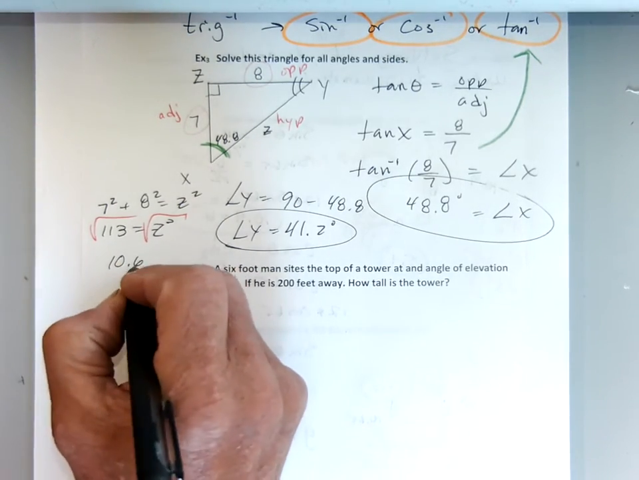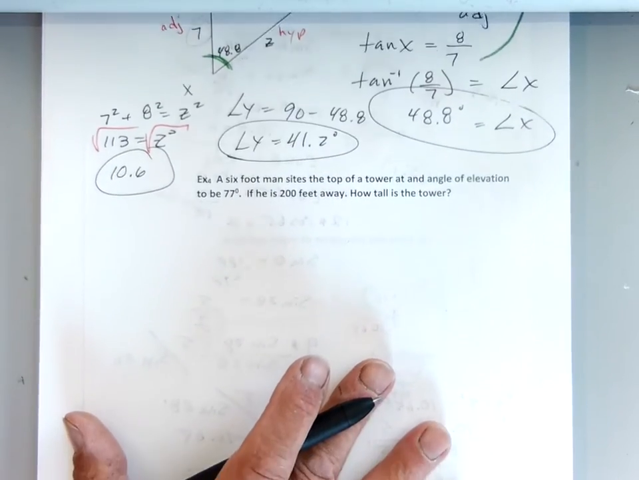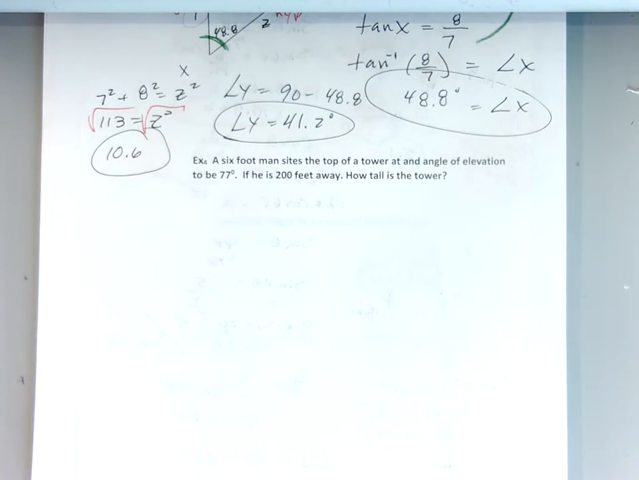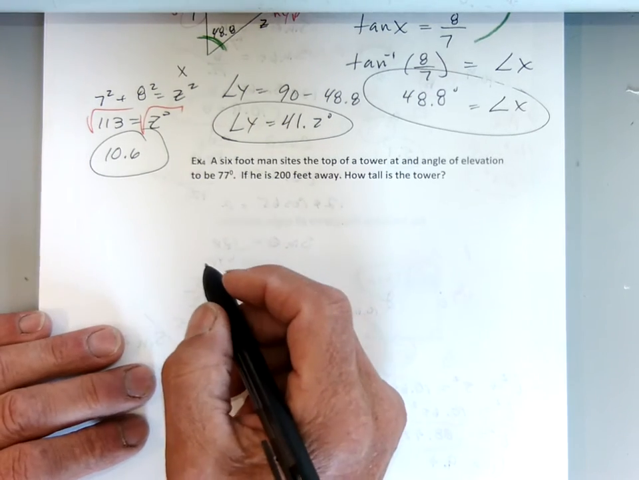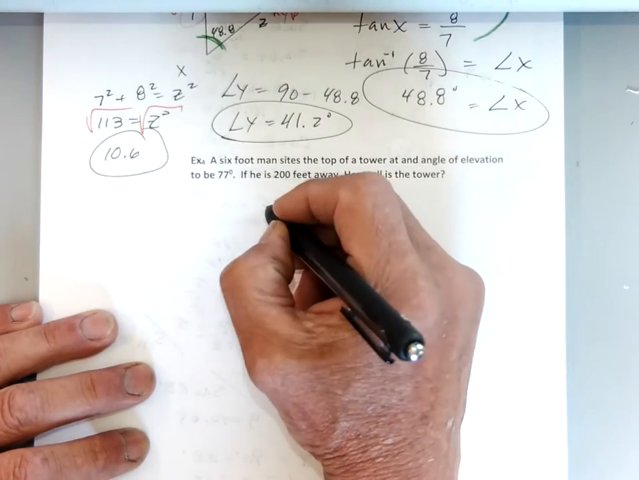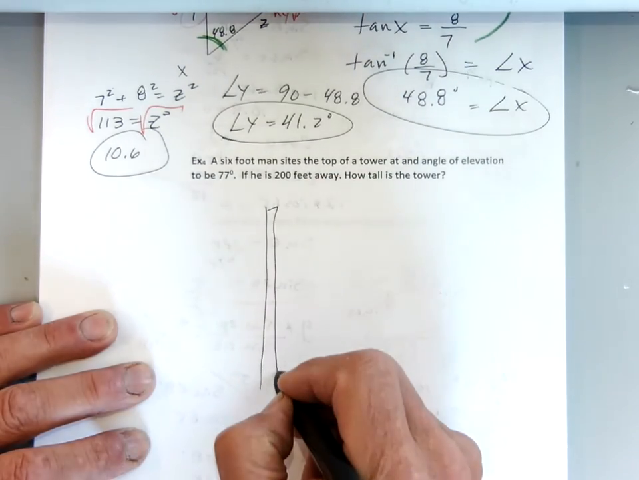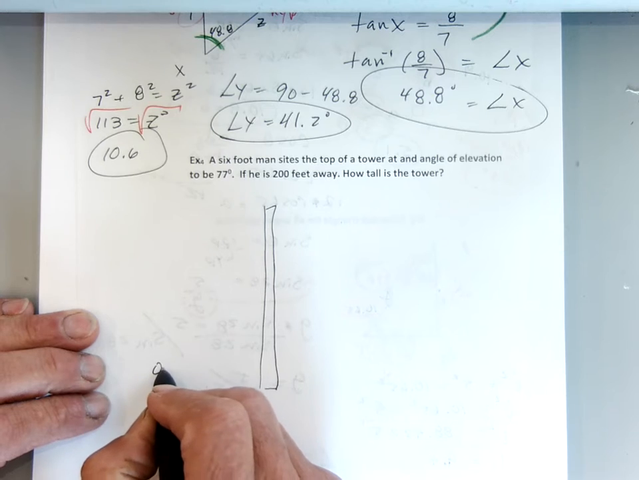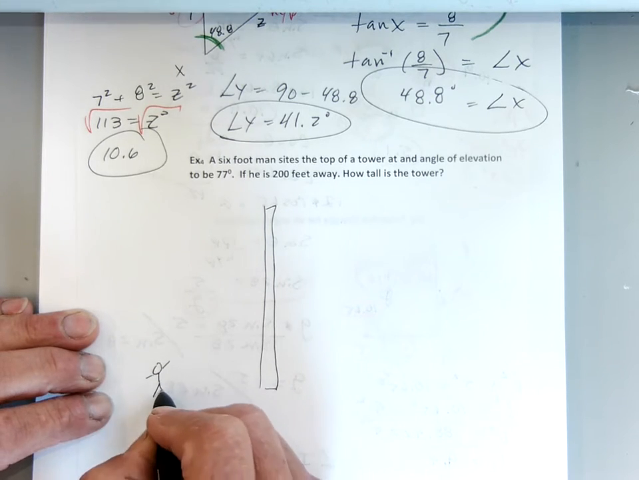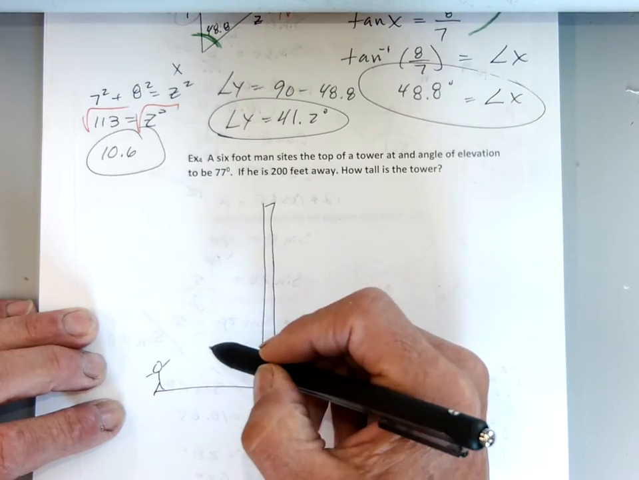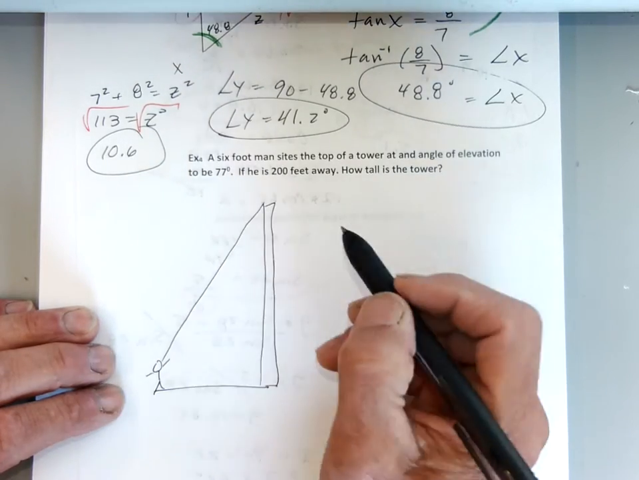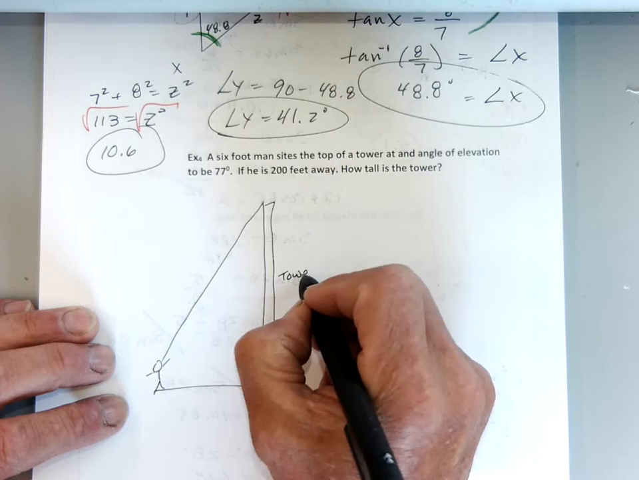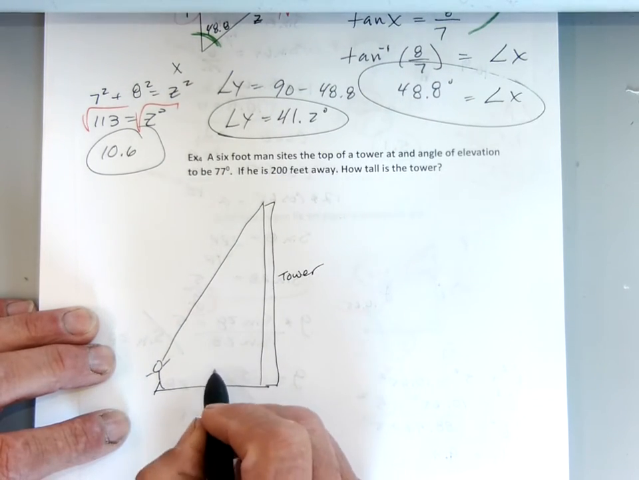Last but not least, okay, trig really is used. It really is. So here's an example. Okay, a 6-foot man sights the top of a tower at an angle of elevation of 77 degrees. Okay, if he's 200 feet away, how tall is the tower? Okay, so let's draw a picture. We know we need a right triangle. So here's my tower. This big old tower, right? Here's my man. He sights, standing there. Okay, so he sights the top of the tower. That's my tower. And he's 200 feet away.